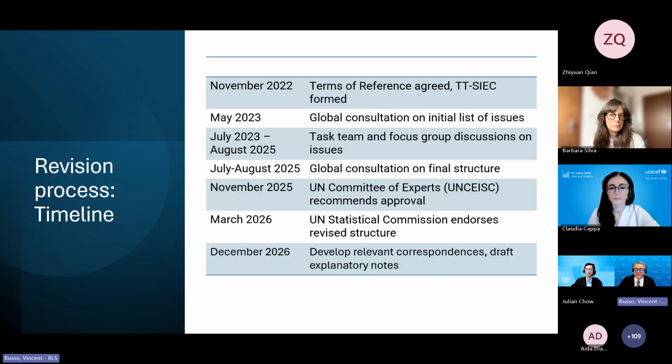The revision began in 2022, so we're 4 years into it, and pleased to be in a position to present to the Statistical Commission the SIEC 2.0 in the next month or so. We had targeted the previous Commission in 2025 as our target, but we needed some additional time, and so we're presenting it now.